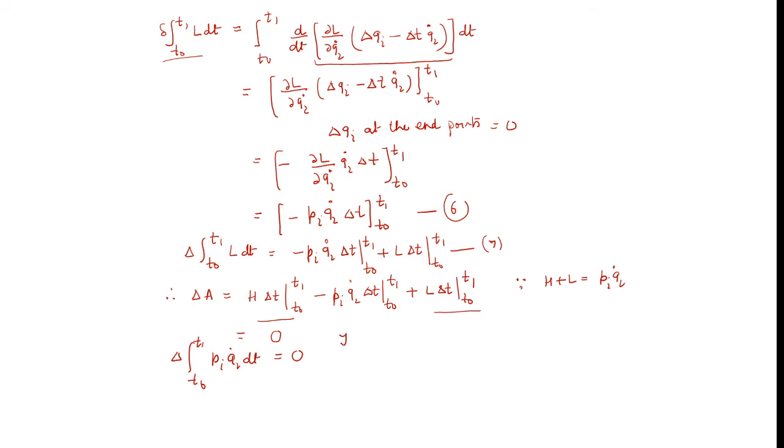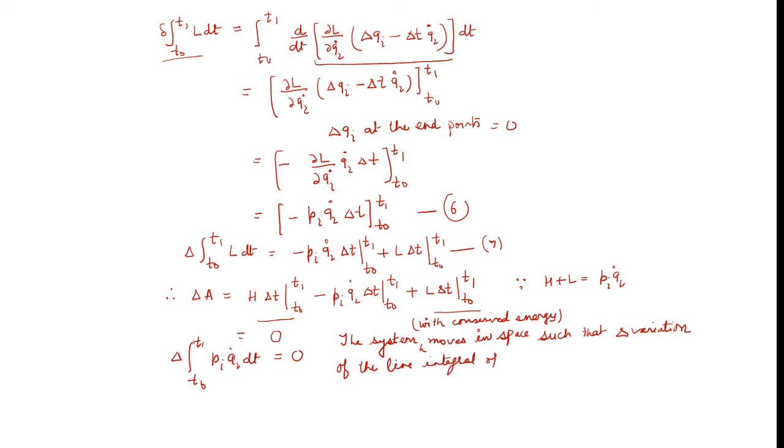So I can say that the system with conserved energy moves in space such that the delta variation of the line integral of action is 0. This is known as the principle of least action.